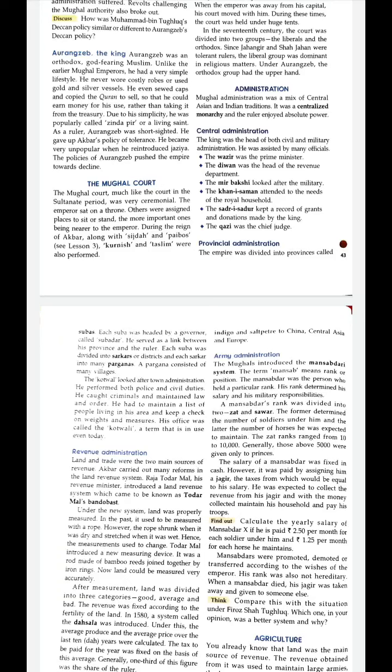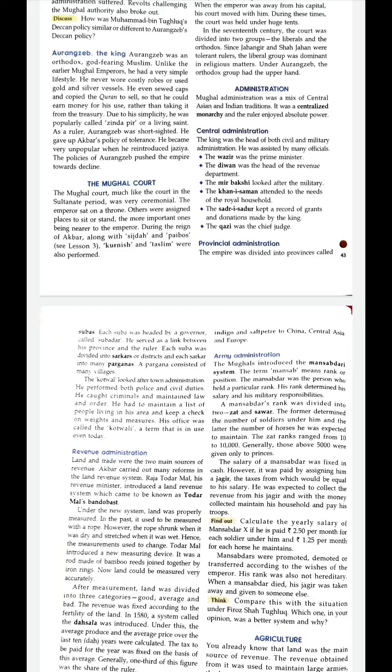Clear? Now how was the court during the 17th century? The court was divided into two parts: liberal and orthodox. By liberal, it means religiously tolerant and having an open point of view. We have Jahangir and Shahjahan. They were liberal rulers, tolerant towards other religions, and they gave respect to all the religions. Clear? The other one was the orthodox group. They were dominant rulers, like Aurangzeb. Clear? They were orthodox.